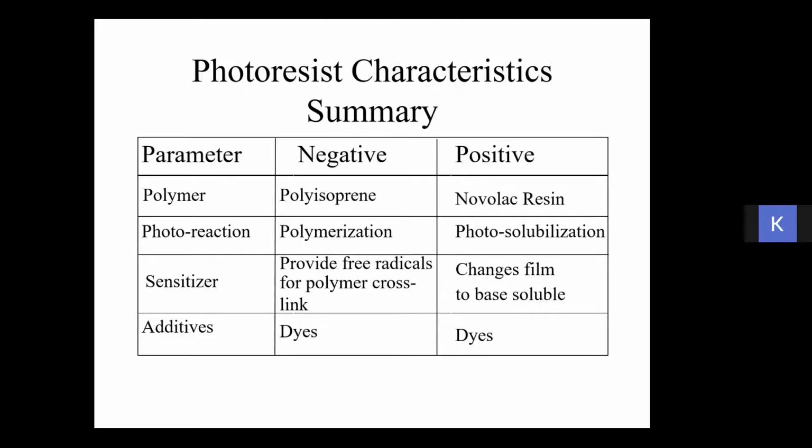Okay, for the sensitizer, the negative one is provided with free radicals for polymer cross-linking, because this will actually cross-link your polymer so that after getting exposed, it gets polymerized. Whereas for the positive one, the sensitizer actually changes the film to base soluble, so that that region gets soluble in the developer solution. And there are some dyes which are also added sometimes.